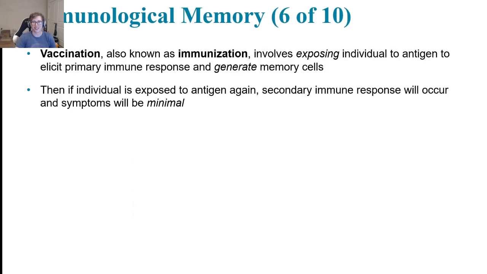Now, humans are cool because we can actually use this method, where we have tricked our immune system to work for us earlier using vaccinations. It's also called immunization, where we expose ourselves to an antigen to elicit a primary immune response to generate memory cells so that if we get sick with the actual thing, we skip the primary and go straight to secondary.